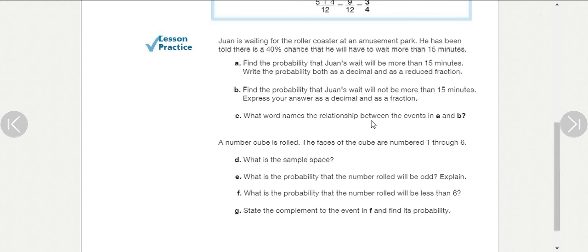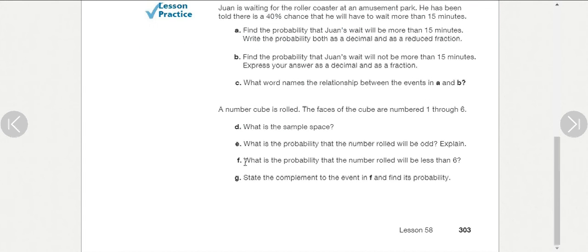So let's do D through G, please, for your practice to show me. Thank you.